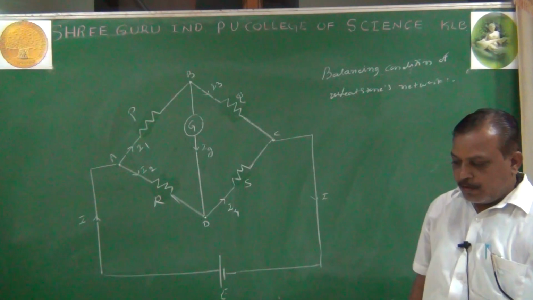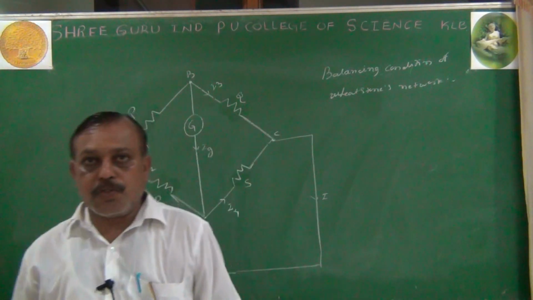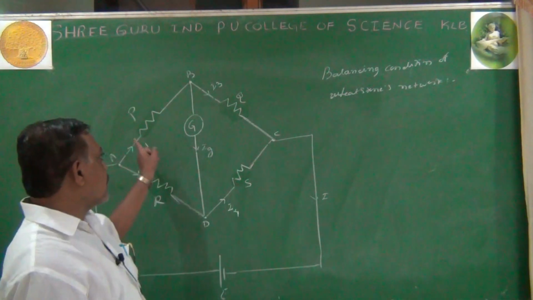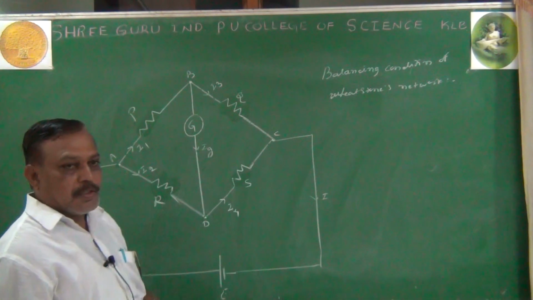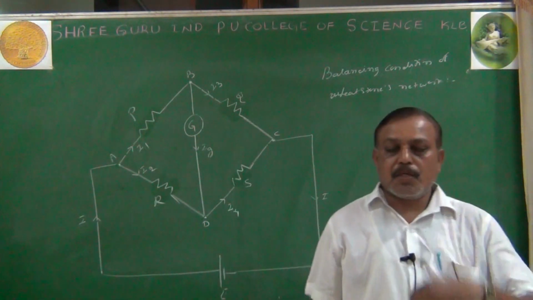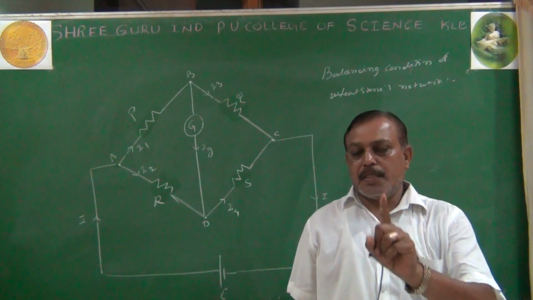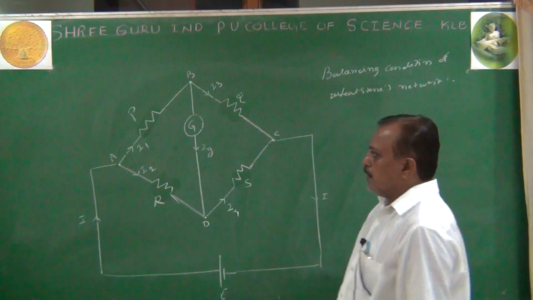Then the third point, go for the balancing condition, that is IG equals 0, by varying the values of the resistances in the network such that the current through the galvanometer is 0. Then you substitute the value of 0 in the obtained equation, then we come across the balancing condition of the Wheatstone network. Then I go for my first hint.